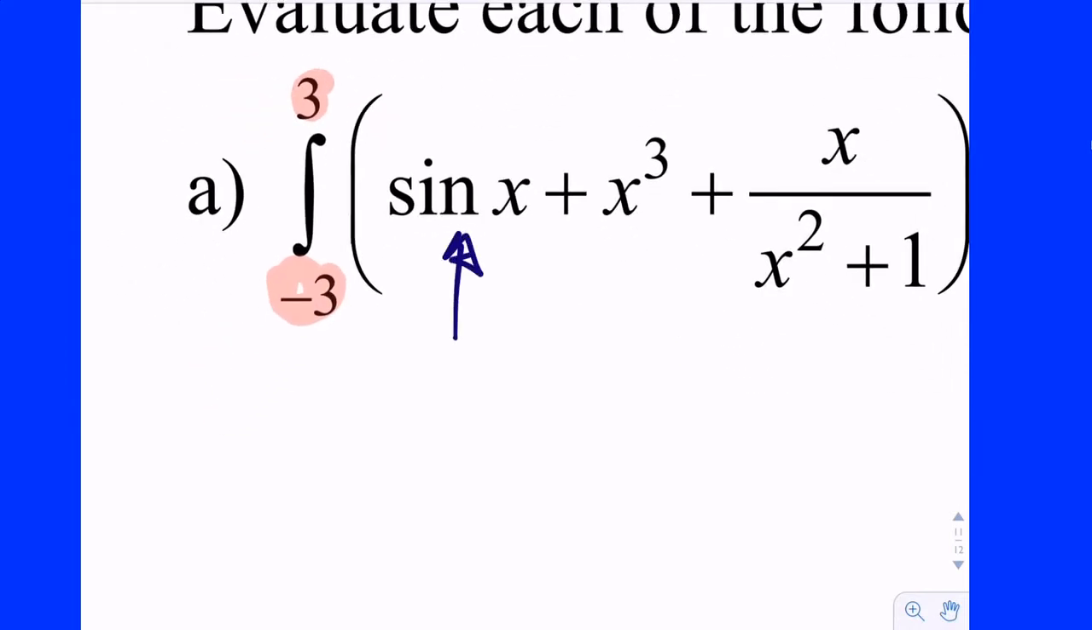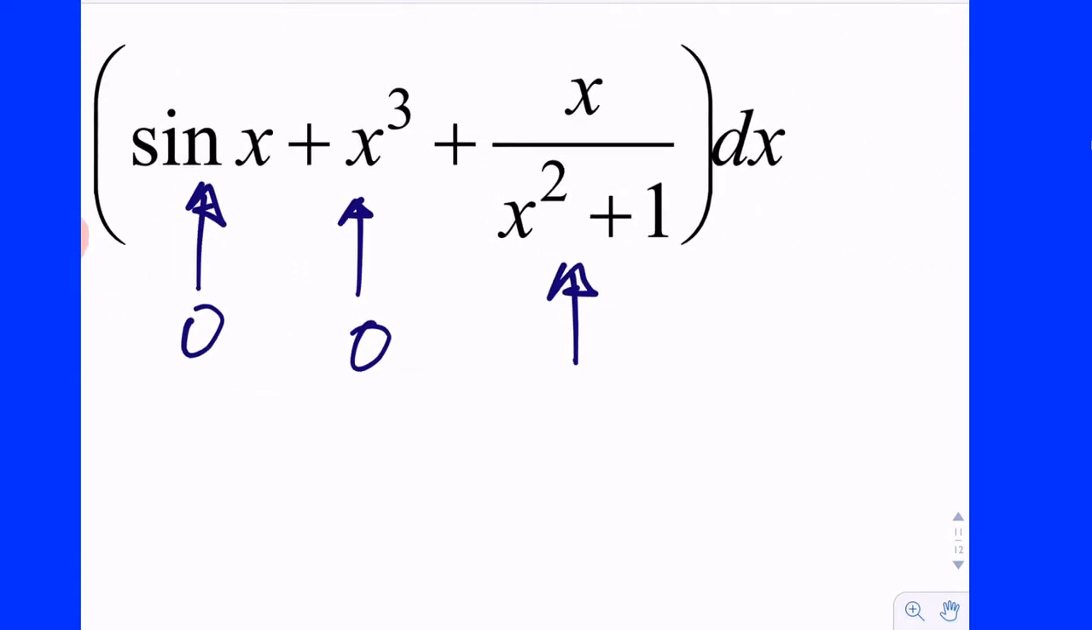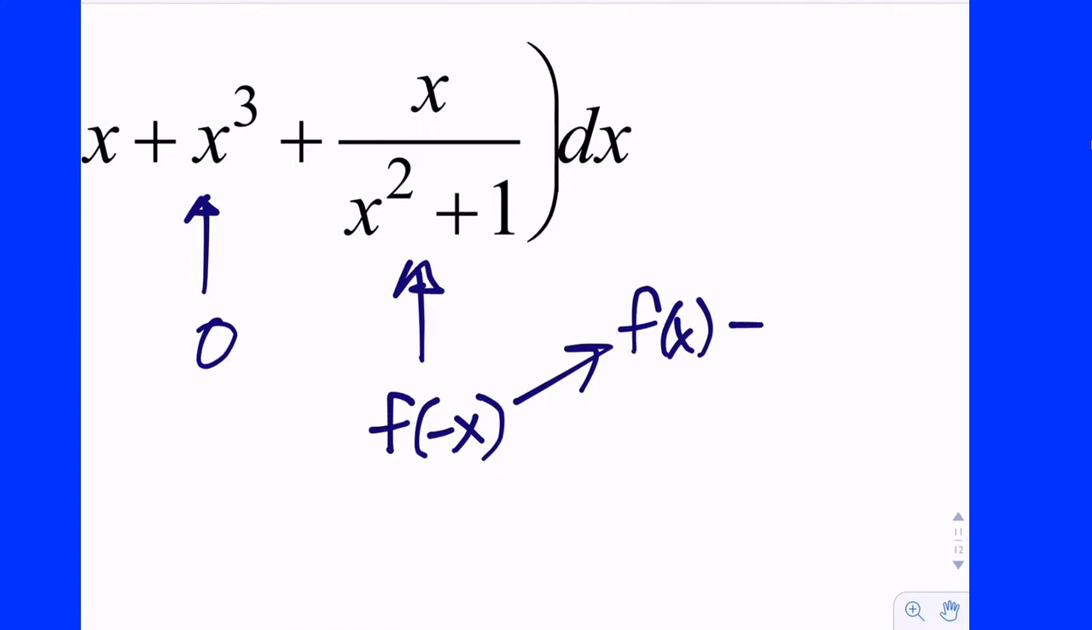Sine of x, we know, is what type of symmetry, even, odd, or neither? It's an odd function. X cubed is an odd function. This one here, let's review the test. There's an algebraic test for symmetry. The test is you replace x with -x. If you get the exact same thing you started with, then your function is even. If you get the opposite of what you started with, then your function is odd. And if it's in between, it's neither.